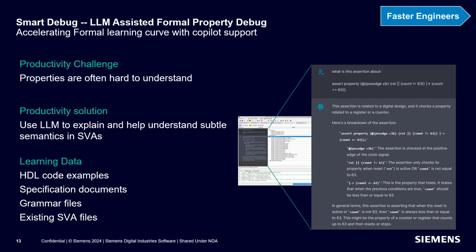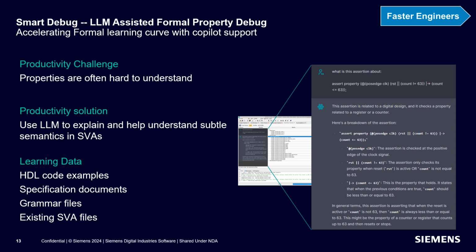You or your coworker may have to inherit some legacy code, or you have written some code a long time ago and you totally forgot it, or you have some very hard to understand SVA written by your creative coworkers. So if properties are hard to understand, large language models can be very, very helpful to explain, to help you understand the subtle semantics in SVAs.